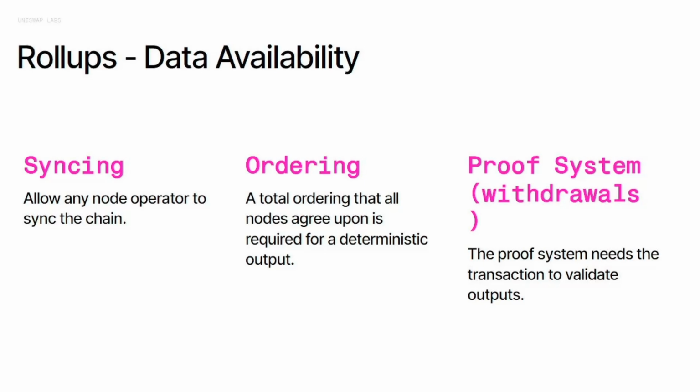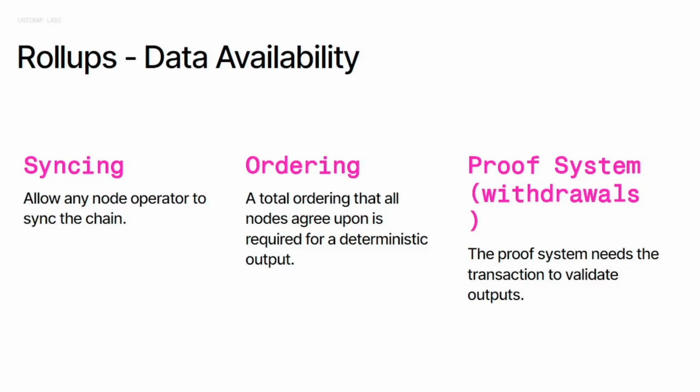The first is syncing. As a rollup node operator, you can go over to Ethereum and find everything required to reconstruct the chain. The second portion is ordering. As we said, Ethereum has a total order of transactions. Because rollups submit their data and transactions to Ethereum, when you're reading from Ethereum to reconstruct the rollup, you have a total ordering. So every rollup node operator sees the same view of what the transactions are.